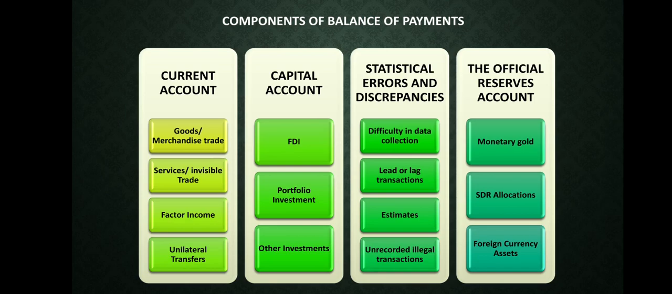Example, if an Indian company sets up a subsidiary in Singapore, the proportion of net income of the subsidiary that is paid to the parent company in India in the current period shall be treated as current investment income for India. Also, wages and salaries to non-resident workers shall be included in this subcategory. The fourth subcategory is the unilateral transfers.